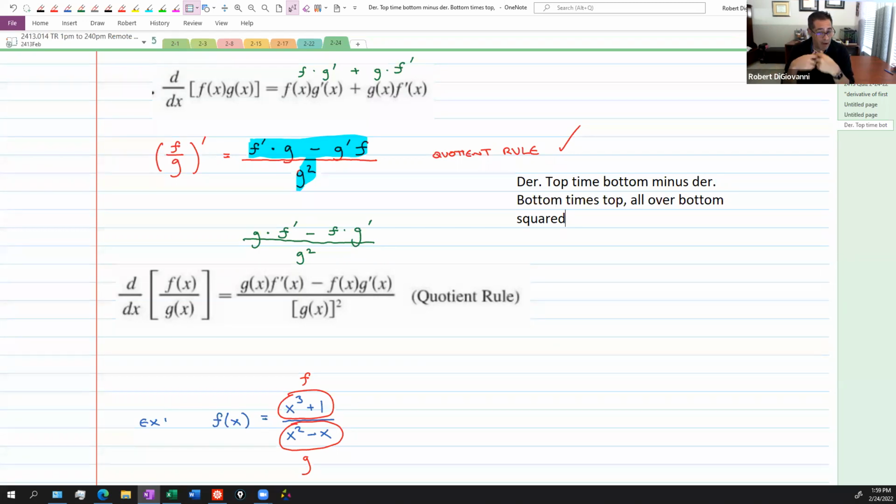I think it's better for you long-term if you think about these rules in that way, from that perspective, than from F prime G minus G prime F over G squared. That's great, but as you'll see later, it's not so simple to label things F and G. It gets a lot more complicated.